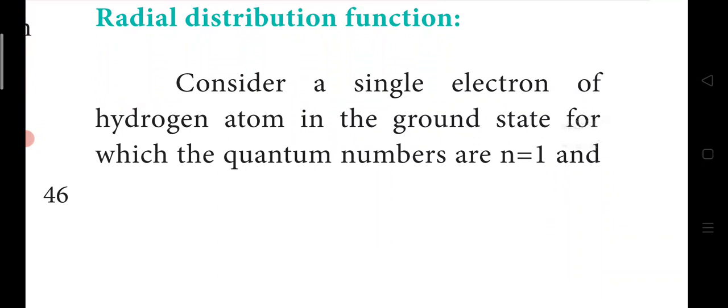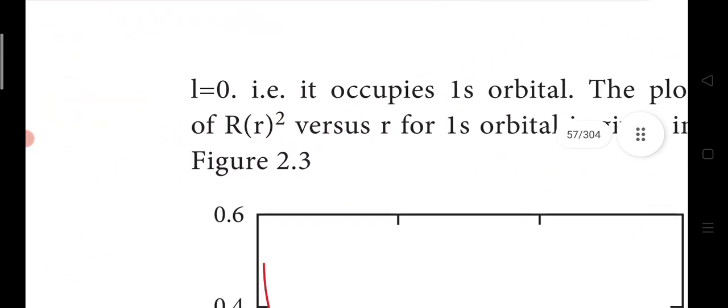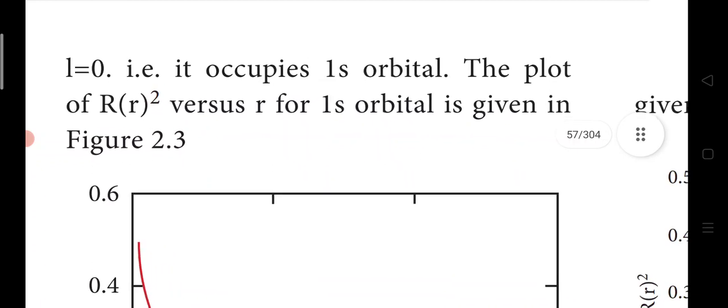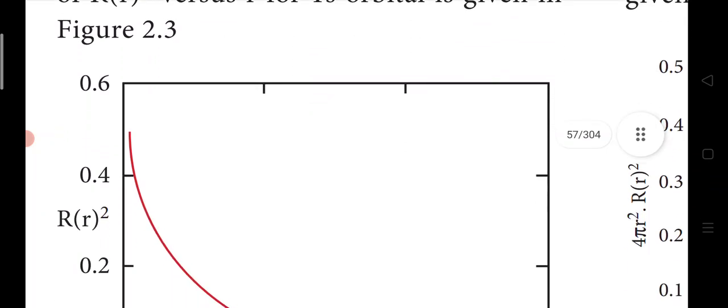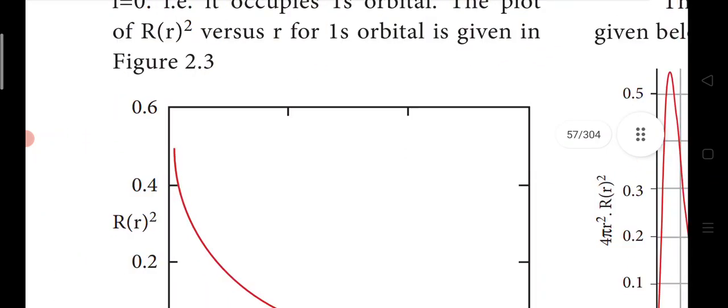So the hydrogen electron is in the ground state. Its quantum numbers are n is equal to 1 and l is equal to 0. l is equal to 0 represents the s orbital. So it occupies the 1s orbital. They are giving the plot for this.